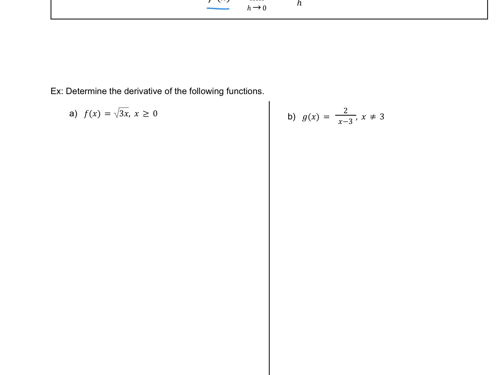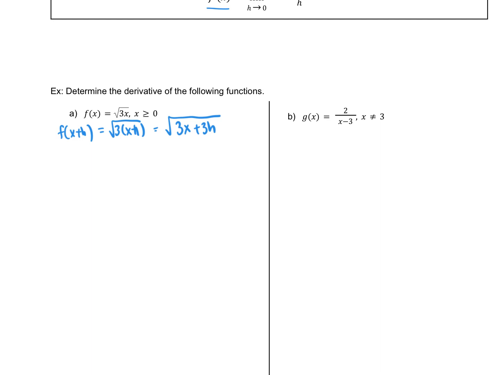So let's determine the derivative of the following functions. Our first one is f at x equals the square root of 3x, where x is greater than or equal to 0. Okay, so I have f at x already. I do need f at x plus h. So that would be the square root of 3 times x plus h. And that would be the square root of 3x plus 3h.